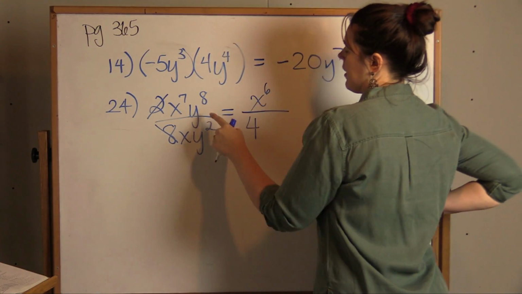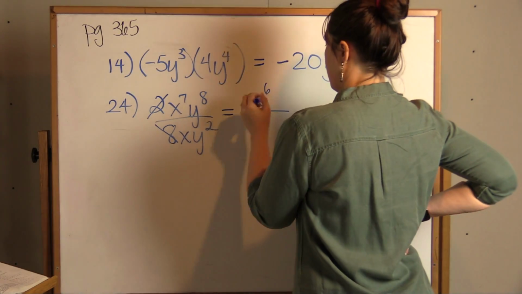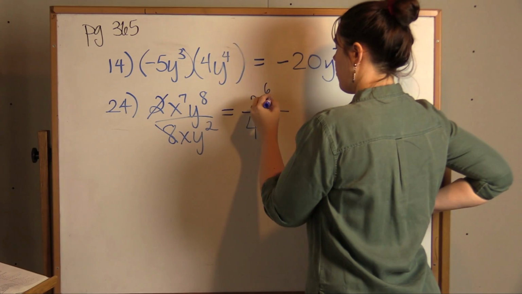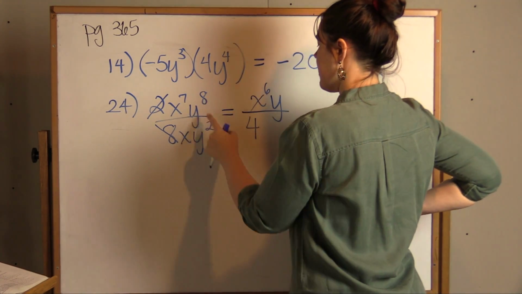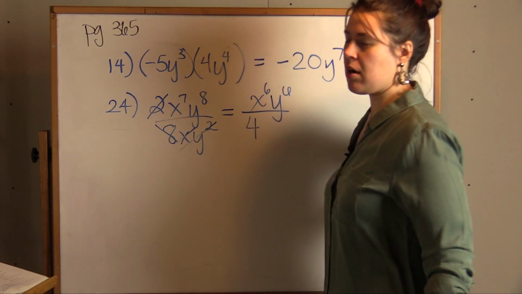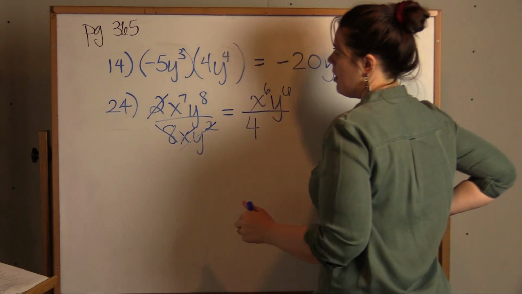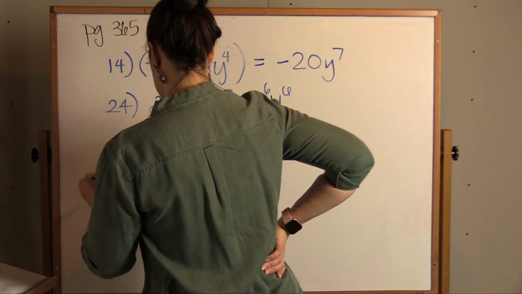Then I have y. I have 8 on the top and 2 on the bottom. Because this number is bigger, the y is going to be on top. 8 minus 2 gives me 6. And now this y on the bottom is gone. Okay, so this would be my final answer. All right, number 30.